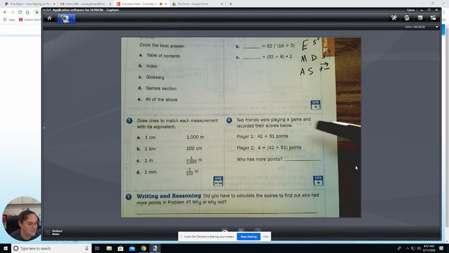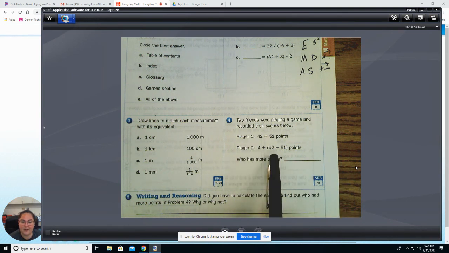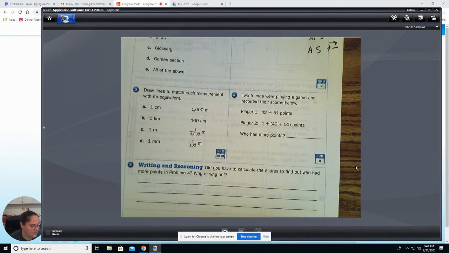And then number 4, it says 2 friends are playing a game. They recorded their scores below, so it tells you their points. So you need to look at the points and figure out who has more. Remember to do order of operations if you have parentheses like this bottom one. And sometimes, like me looking at it, I don't even have to do the math because I see a little trick. We'll talk about that tomorrow. Okay? And then, yes, you do have to do number 5. Number 5 says, do you have to calculate the scores to find out who had more points? Why or why not? Okay?